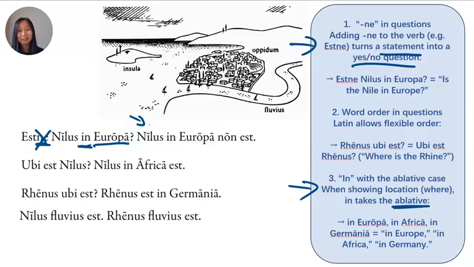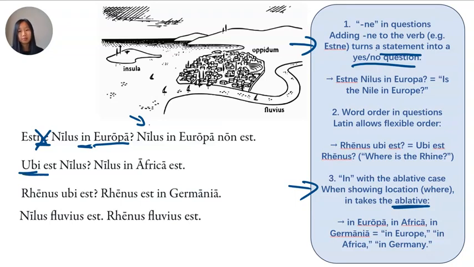So, let's continue. Ubi est Nilus? Nilus in Africa est. So this is just, where is the Nile? The Nile is in Africa, right? Ubi is where. Rhenus ubi est? Rhenus est in Germania. So this is just, where is the Rhine? The Rhine is in Germany.